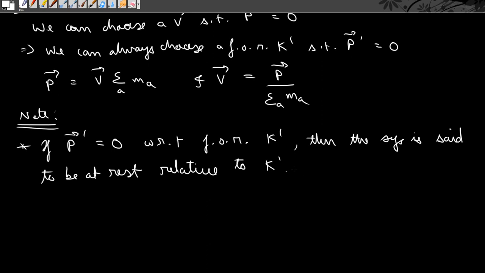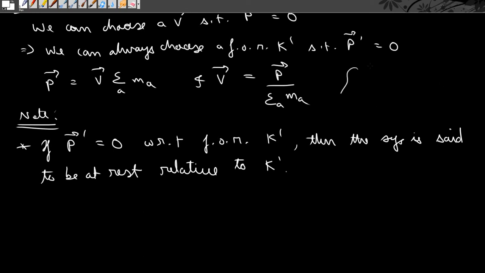So what does this mean? Even if all the particles inside the closed system are moving on their own, if the total momentum of the closed system, that is the summation over m_A V_A dash, becomes 0, we say that the system as a whole is at rest. It doesn't mean that all the particles which constitute the system should be at rest. All this means is that the total momentum is 0, so we can say that the system as a whole is at rest. The entire system will not move.